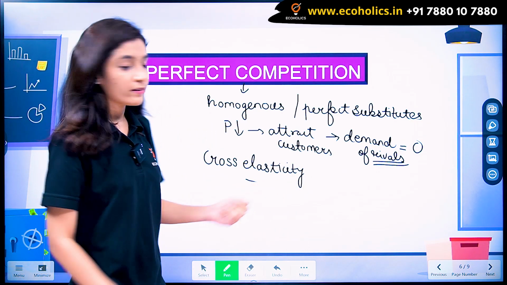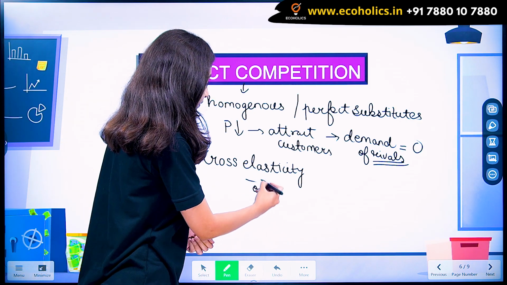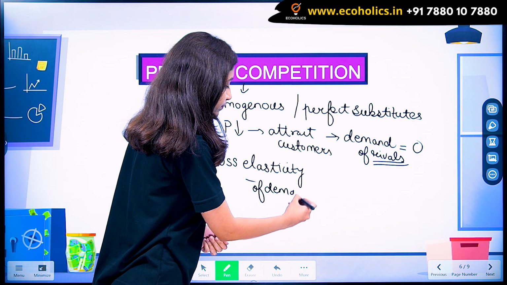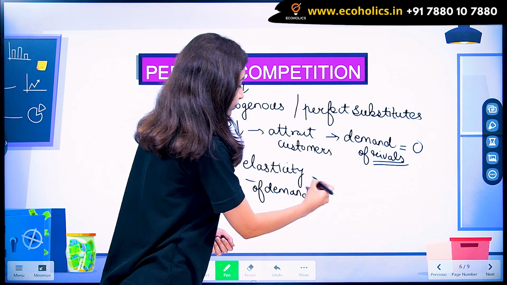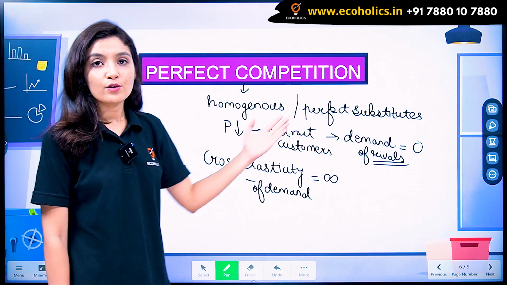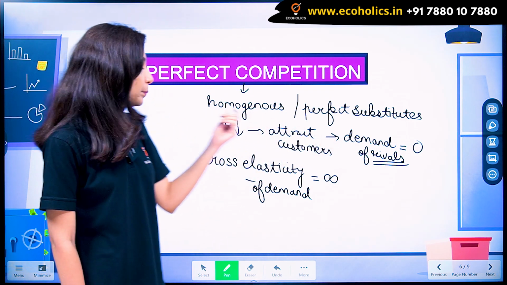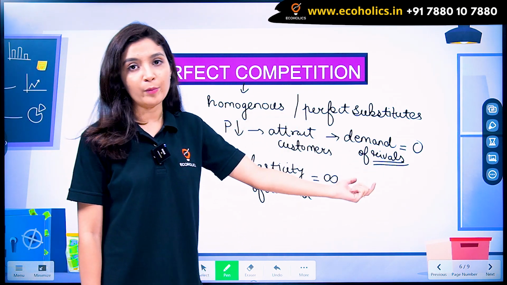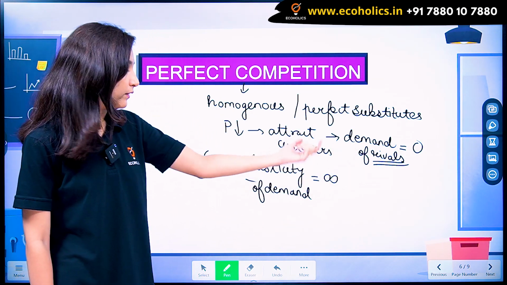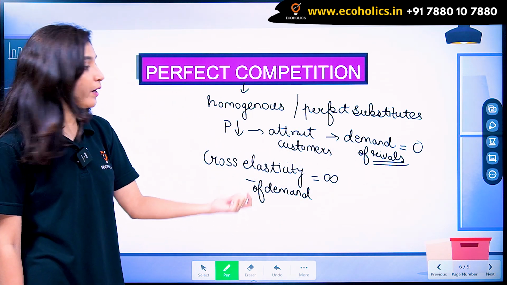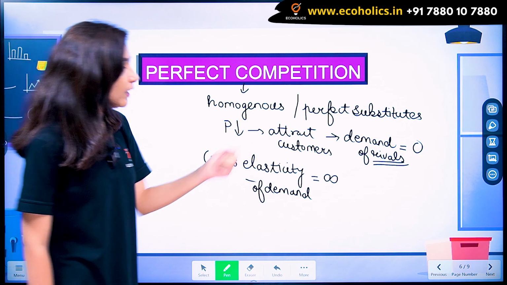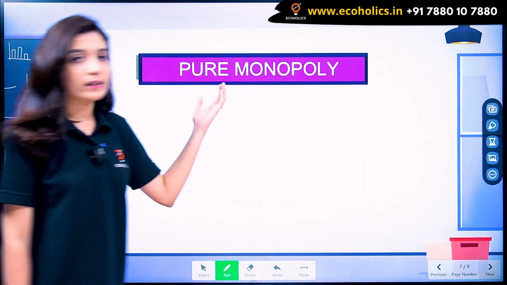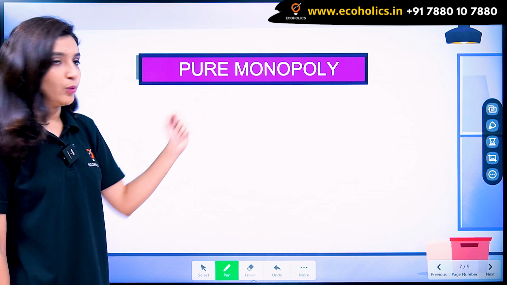So the cross elasticity of demand is infinity. What we can conclude is that the price change greatly affects the quantity demanded of rivals, and therefore the cross elasticity of demand is infinity. Now let's look at the other case, which is pure monopoly.